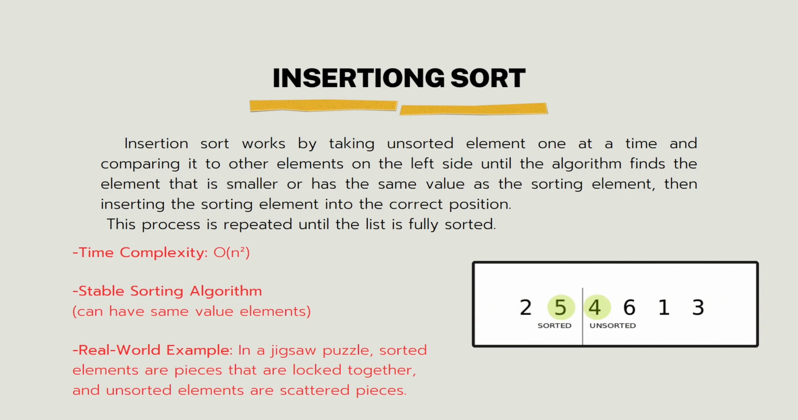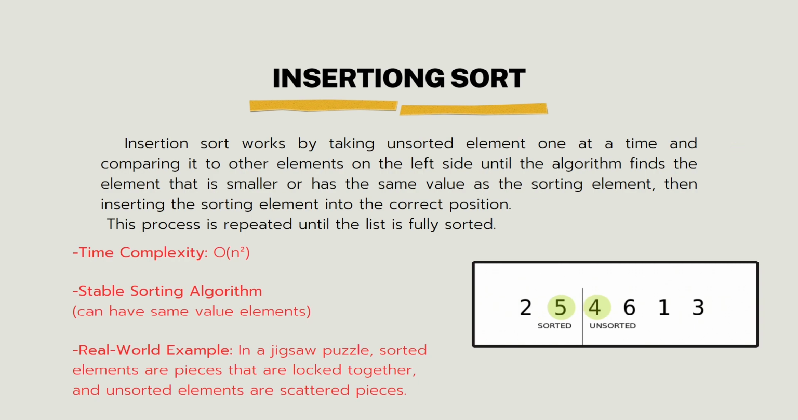Insertion sort works by taking unsorted elements one at a time and comparing them to other elements on the left side until the algorithm finds an element that is smaller than or has the same value as the sorting element, then inserting the sorting element into the correct position. This process is repeated until the list is fully sorted.